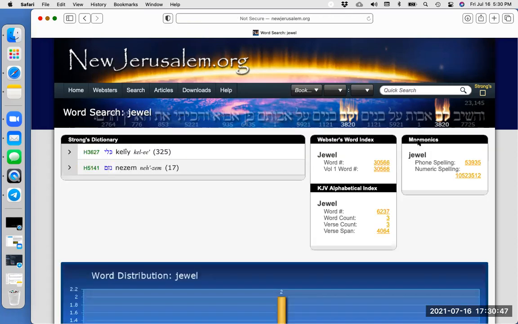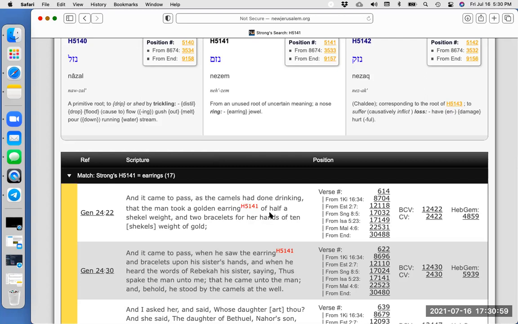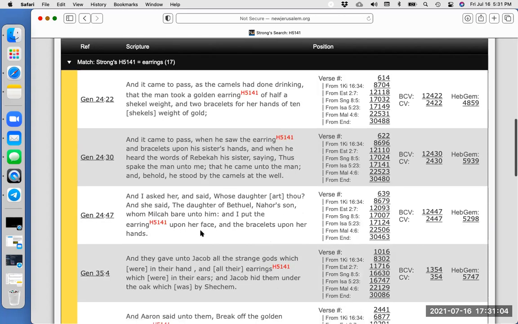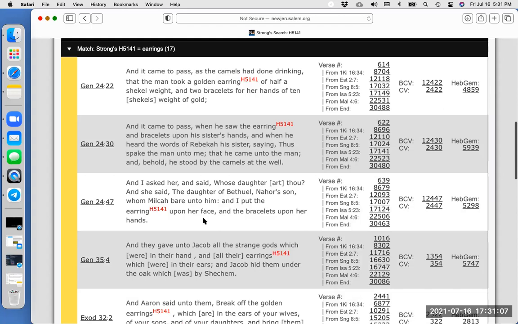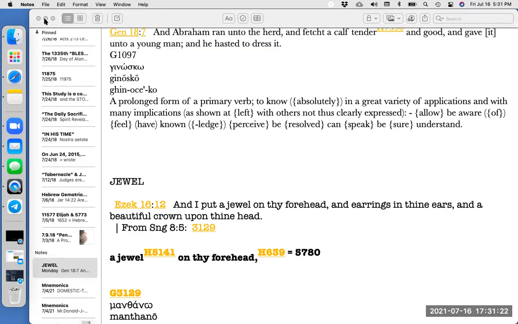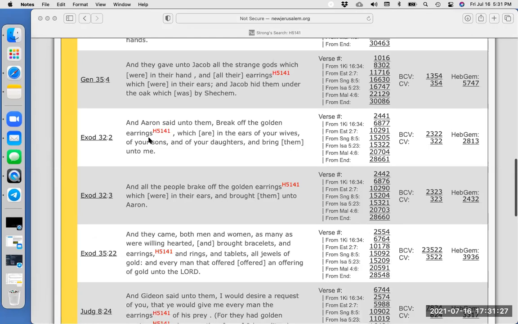It's 5141. Yeah, it's this one. Okay, and it says, well, that's with Rivka too. Put the earring on her face. Notice it's an earring. On her face, which is her nose, because the nose is on the face. And that's why they counter the swine. Okay, now let me go back and look at a jewel on her forehead. Now that was down here, I think.